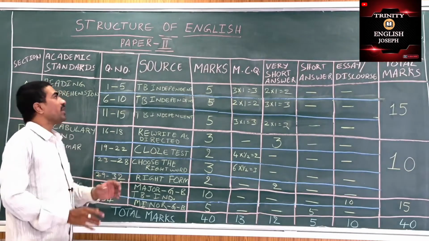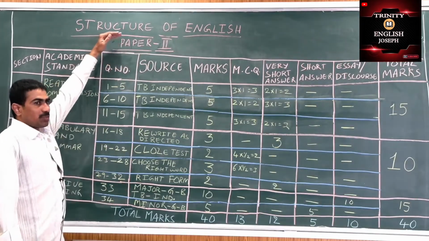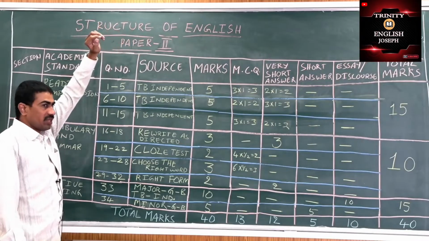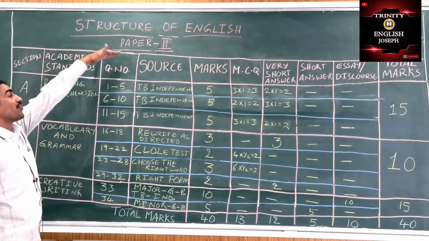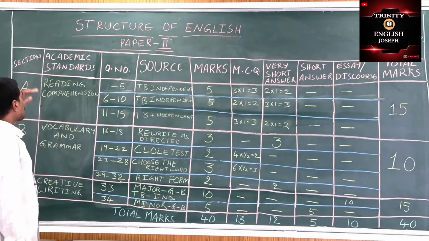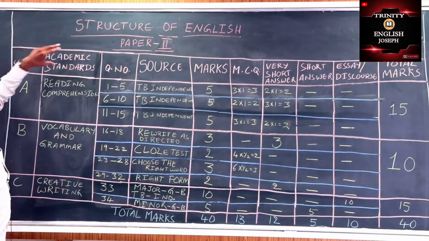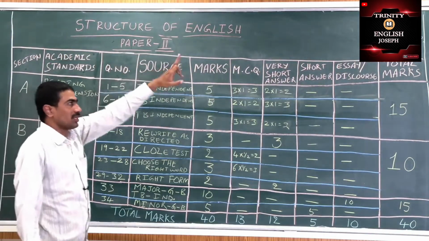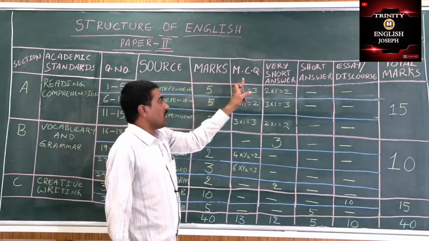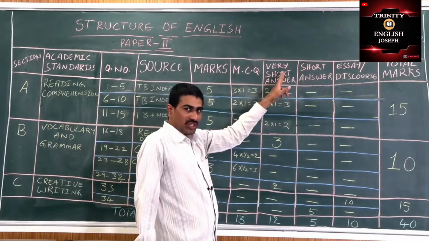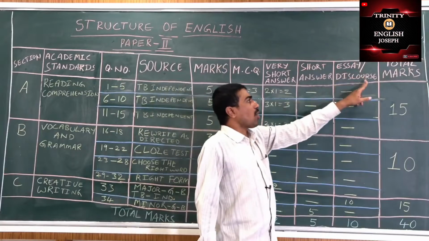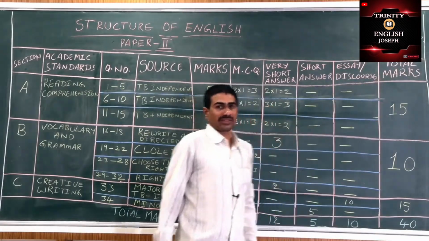So now let us look at paper 2, how it is supposed to be written and how we are supposed to attempt it, what marks are allotted and everything. Now if you look at the structure of English paper 2, this is the section, the academic standards, questions and the source, and the marks allotted: multiple choice questions, very short answer questions, short answer questions, essay or discourses, and the total marks allotted.